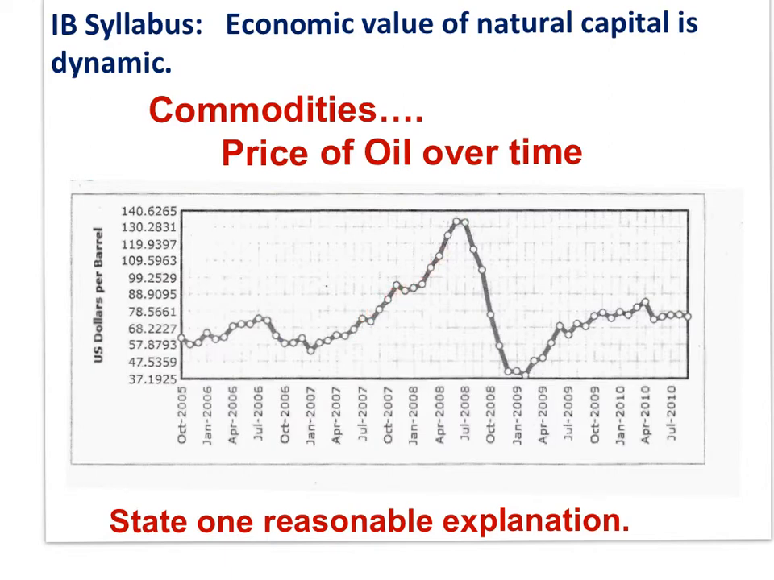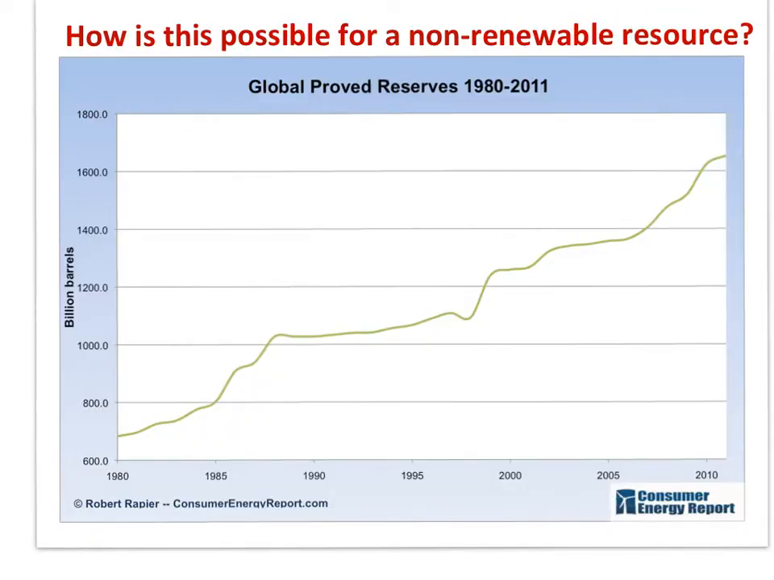If political events in one of the major oil exporting countries in the world reduced the extraction, the price of oil will rise. This is a graph of oil reserves over time, and it suggests that the amount of oil in the ground over time has increased. And you might wonder, but oil is non-renewable. There is a finite supply, so how could reserves increase over time?